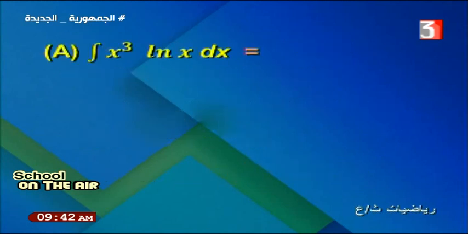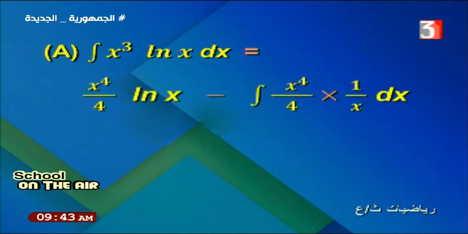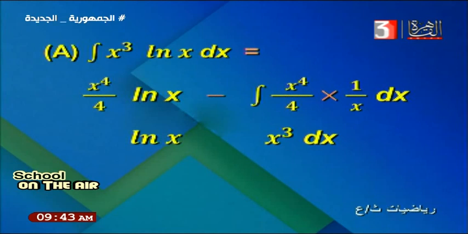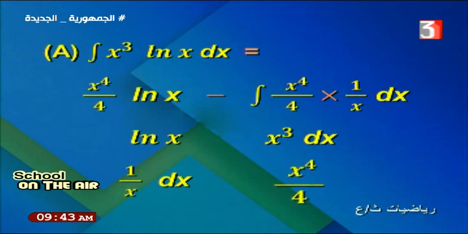A. Integration of x power 3 ln x dx by parts equals ln x times x power 4 over 4 minus the integral of x power 4 over 4 multiplied by 1 over x dx. Take ln x and x power 3 dx: when we differentiate ln x we get 1 over x dx, and integrate x power 3 equals x power 4 over 4. Then ln x times x power 4 over 4 minus the integral of x power 4 over 4 times 1 over x dx is the integration of x power 3 ln x dx.